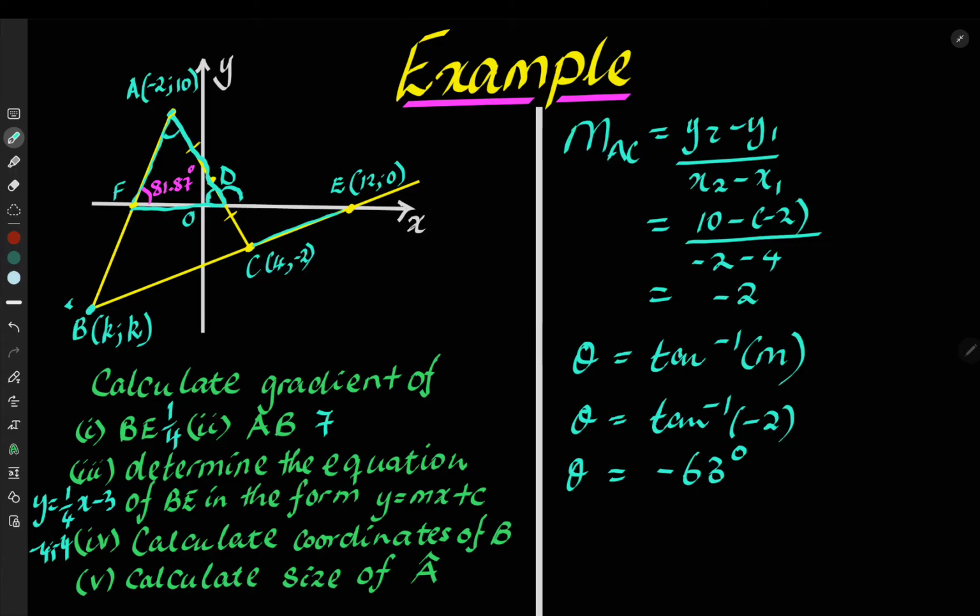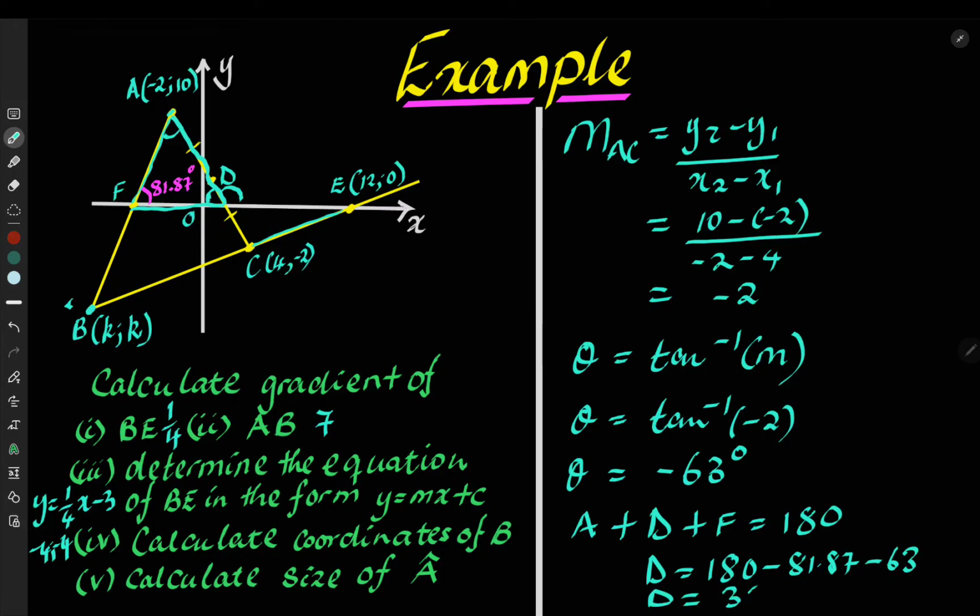We can now say the angle A plus D plus F will be equal to 180 degrees. And we can easily find the angle D now. D will be equal to 180 minus angle F, which is 81.87 degrees, then minus the angle A, which is the one that we have calculated, 63 degrees. If you calculate that, you see that D will be equal to 35 degrees. And that is how you do this question. Let me know if you have any questions or points of clarification.